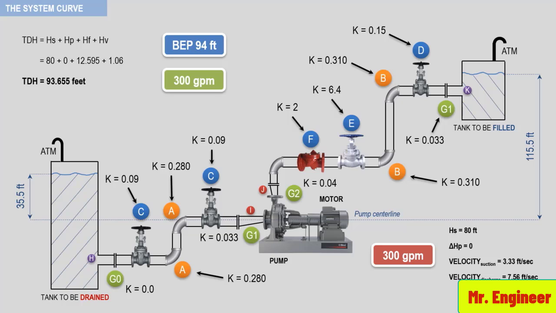Now that we have the value of the best efficiency point, and we know the flow for the system, we can use the family curve to determine more design characteristics of the pump. So let's see how we can do that.